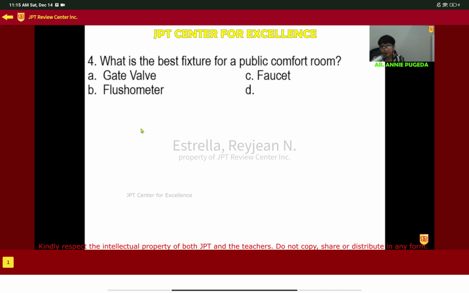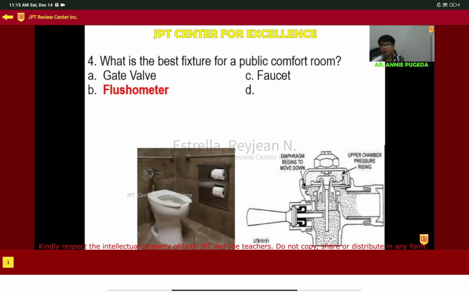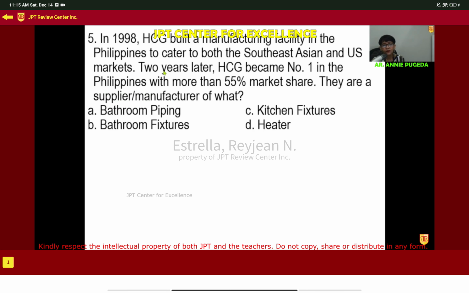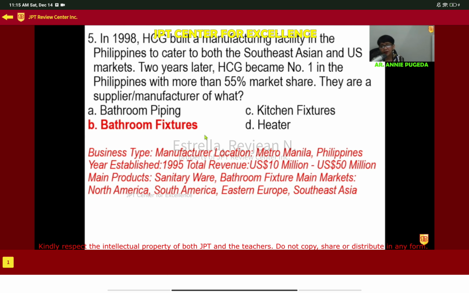Water closet. Okay. What is the best picture for a public comfort room? You can see there is no visible tank, but the tank is inside the pipe chase. So it's known to have the flushometer valve and the flushometer tank. So that's the answer. What kind of water closet did we discuss? It's the blowout. The blowout has the presence of the flushometer valve and behind it is the flushometer tank. Okay, 1998, the year when you were probably born. Hocheng Group of Companies, HCG is known for what? What do they sell? You're right. Bathroom fixtures. Okay, so next.